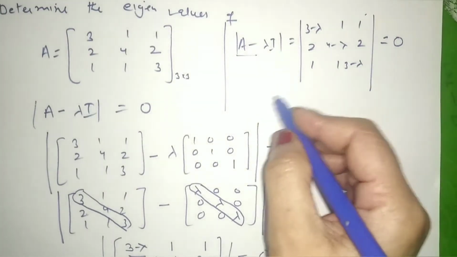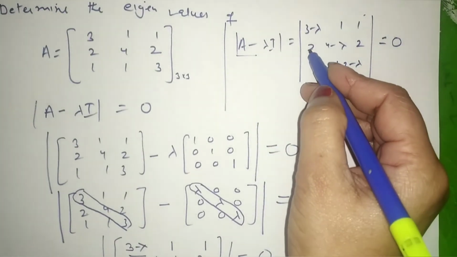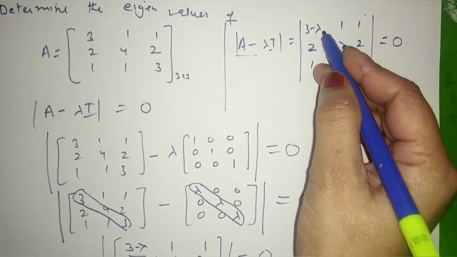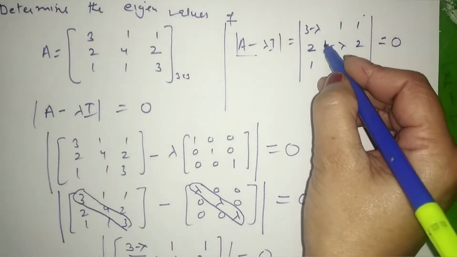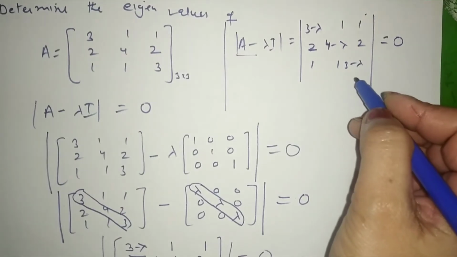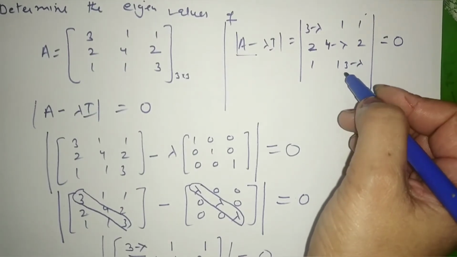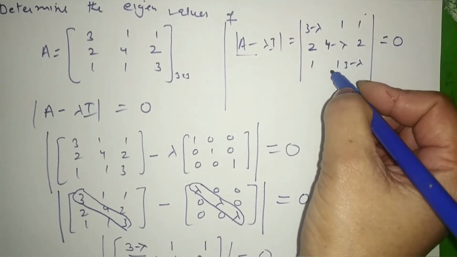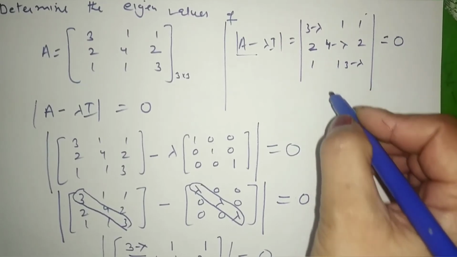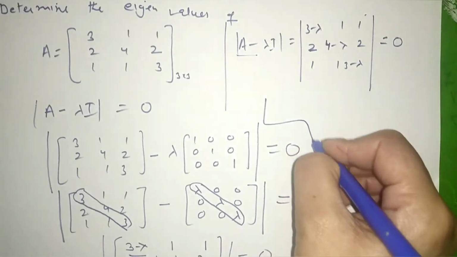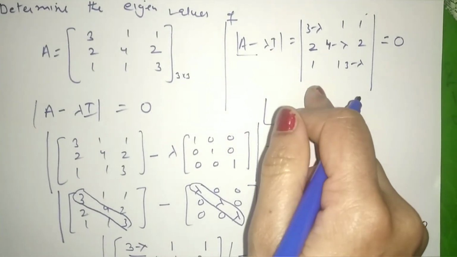So now how to solve this determinant? Now we have this method called expansion method. You can expand this with respect to the first row or any row, or you can apply some properties so that you have a matrix which is quite easy to solve. So here I am going to apply the property method.